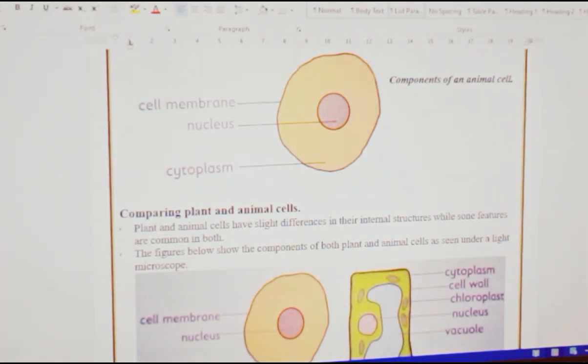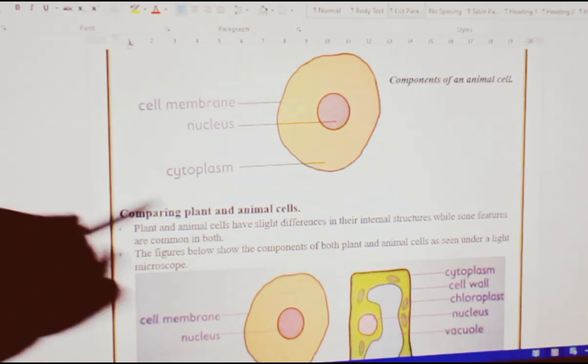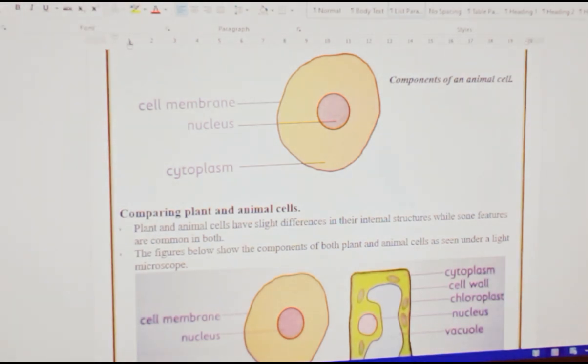We are going to be comparing the two. Plant and animal cells have slight differences in the internal structure, while some features are common in both. As I said previously, there are some parts in the plant cell that are not found in the animal cell, and some parts that are in both.